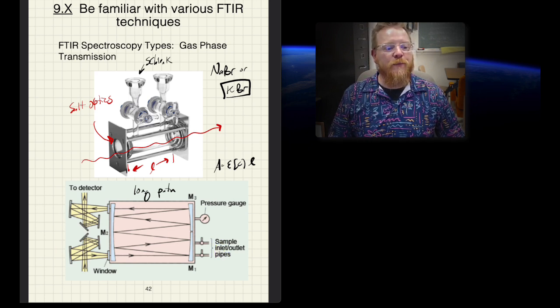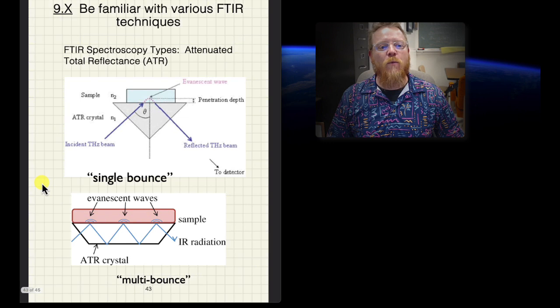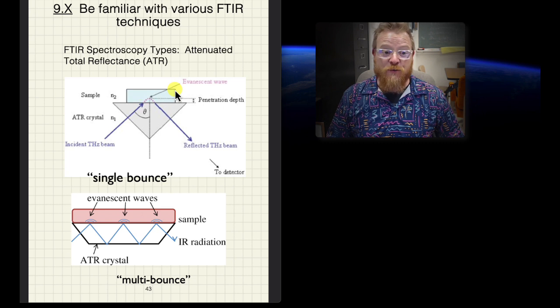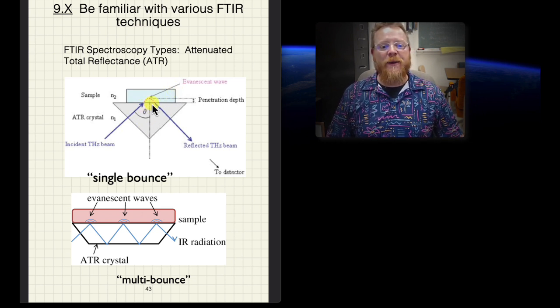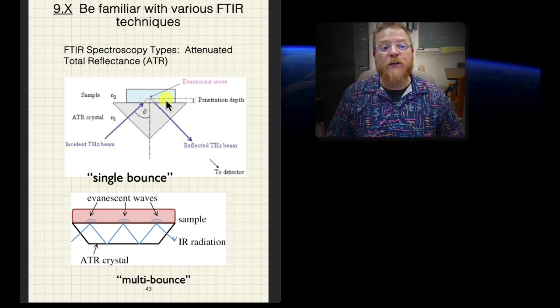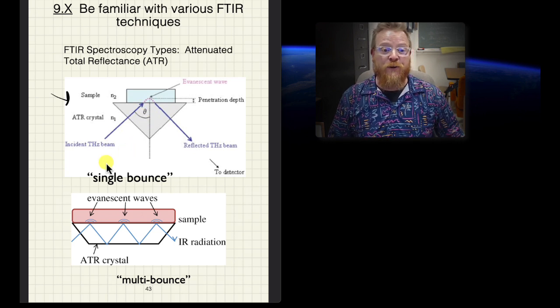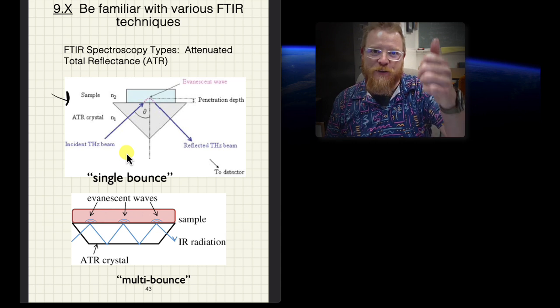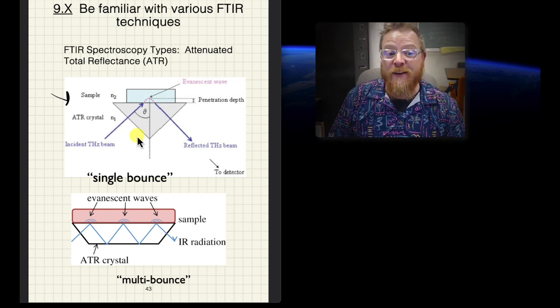So now moving on to something you are more familiar with, the attenuated total reflectance, ATR. This takes advantage of total internal reflection. We can have single bounce ATRs or multi-bounce. You have used a single bounce ATR in your careers here at Cal Poly Humboldt. When you pipette your sample right on top of the IR, this is what you're doing.